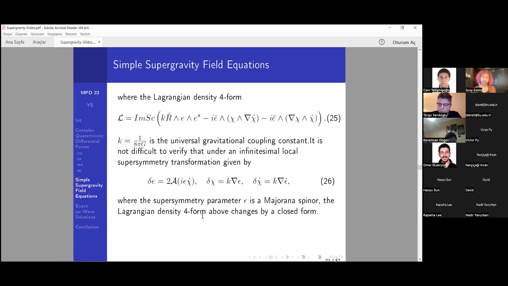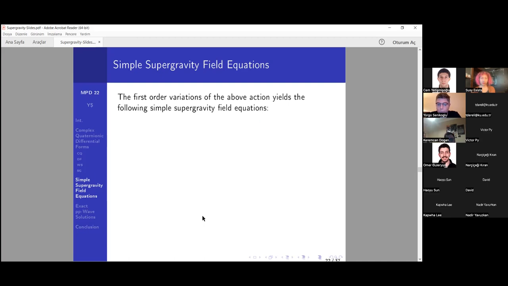It is not difficult to verify that under infinitesimal local supersymmetry transformations given by these, the Lagrangian density changes by a closed form. Now, the first order variation of the above action yields the following simple supergravity field equations. The first one is the Einstein equation, the second one is the Rarita-Schwinger equation, and the third one gives you the torsion in terms of the gravitino.